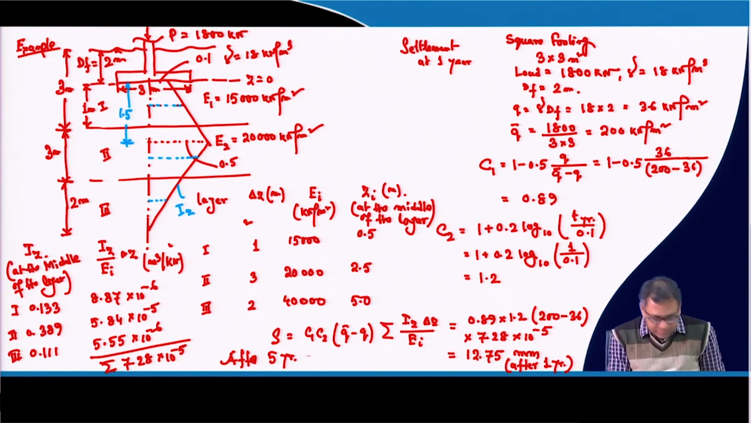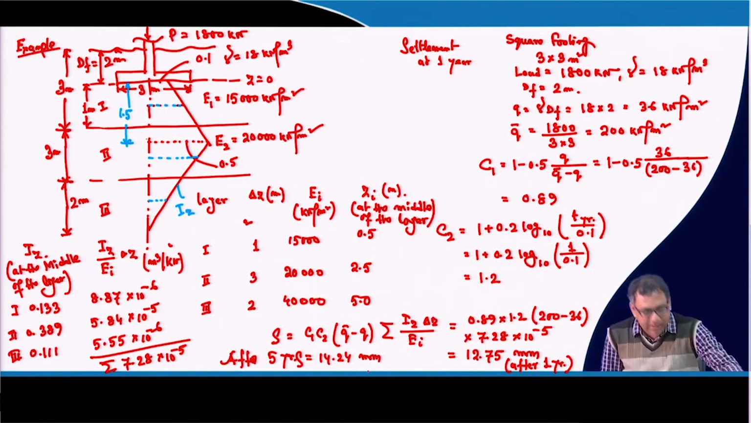After 5 years, this value is 14.24 millimeter. So, not much variation is there, and most of the settlement occurs in a very short duration because it is the immediate settlement, and then due to creep there is some increment of the settlement. You can see that after 1 year it is 12.75 millimeter, and after 5 years the settlement is 14.24 millimeter. So, this is the procedure.